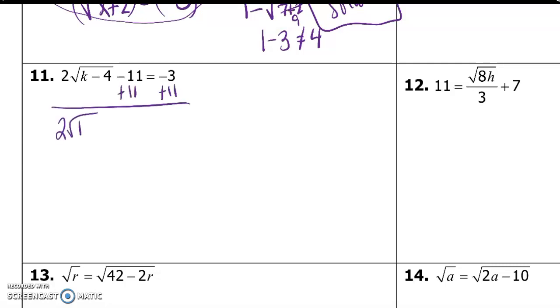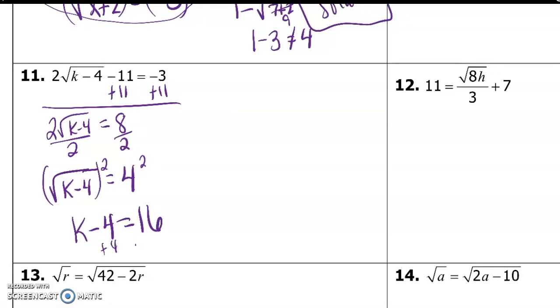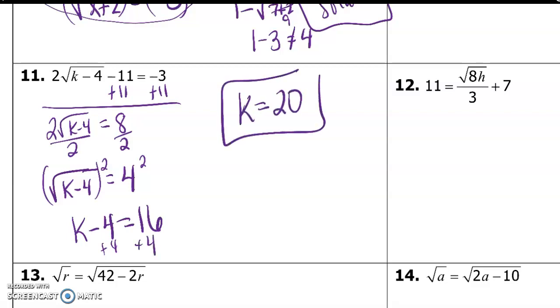2 square root of k minus 4 equals 8. Divide by 2. Square root of k minus 4 is equal to 4. So we're going to square both sides and get k minus 4 is equal to 16. So we add 4 and get k equals 20.